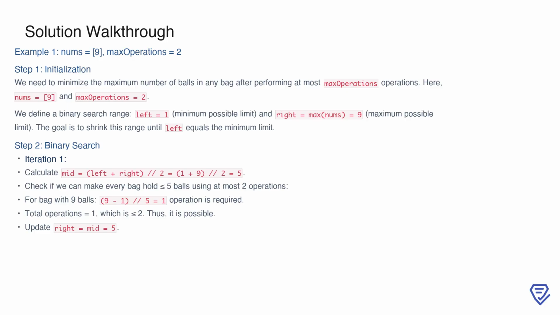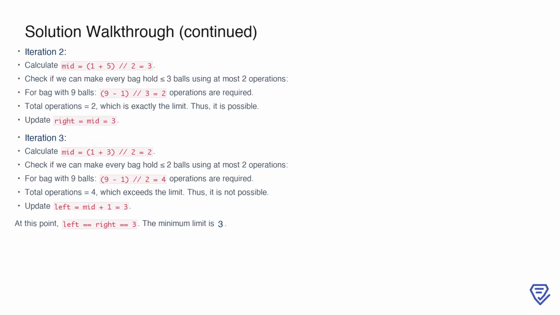To determine if this limit is feasible, we calculate how many operations are needed to ensure no bag exceeds 5 balls. For the bag with 9 balls, dividing it into parts of size 5 requires 1 operation. Since this is within the allowed 2 operations, the limit of 5 is feasible, and we update our upper bound, right, to 5. Next, we calculate the new midpoint, mid, as 3. This represents a stricter limit for the maximum number of balls in a bag.